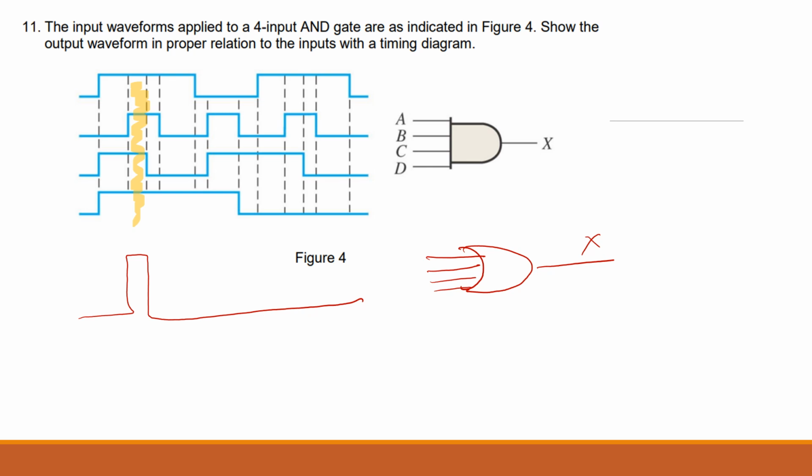So OR gate, how do we do it? You find out where all 3 are zeros. So where are all 3 zeros? Where do you see all 3 are zeros?